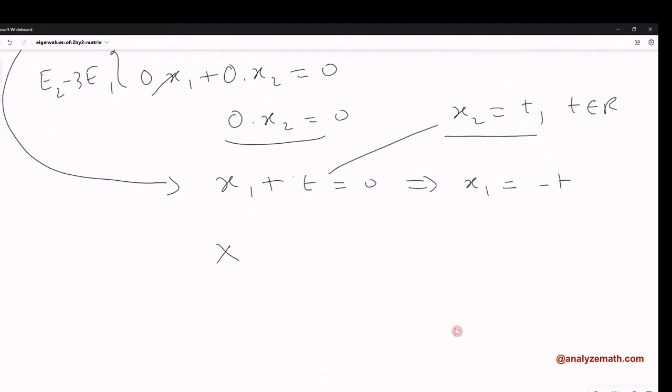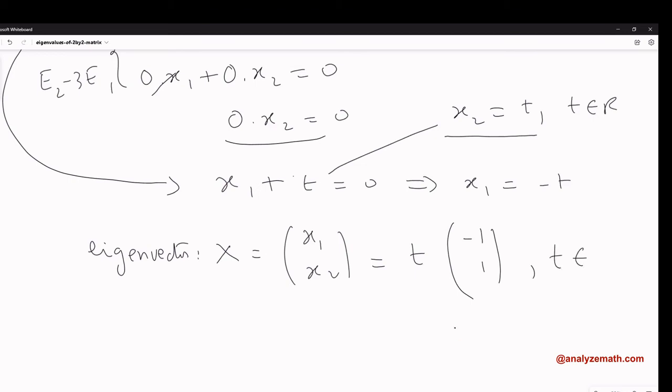Now our vector, our eigenvector, so let's put it here. Eigenvector x is equal to x1, x2, and it can be written as the real number t. x1 is equal to minus t, so minus 1 here and 1 here. Again, t is any real number. So this is the first eigenvector corresponding to the first eigenvalue, lambda 1 equal to minus 4.